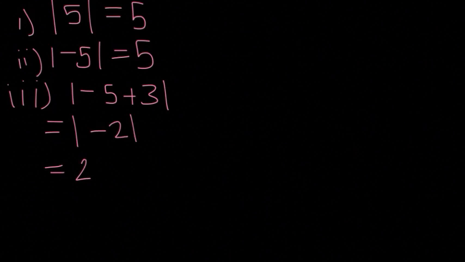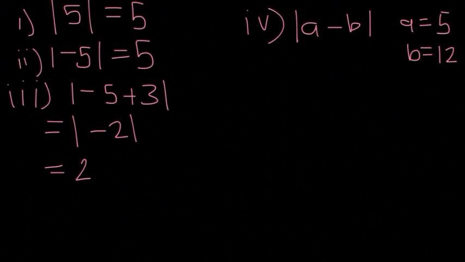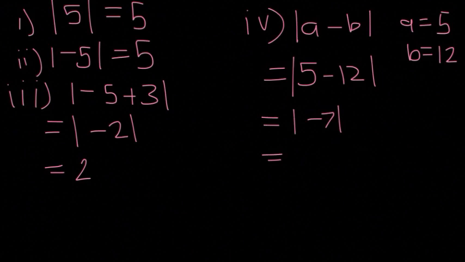We might be given an algebraic expression where the absolute value of a minus b needs to be found, and we're given the value of a equals 5 and the value of b equals 12. We substitute those values into the expression, 5 minus 12. Then we perform the mathematical processes inside the brackets, which gives us the absolute value of 5 minus 12, which is the absolute value of minus 7. Then we would evaluate the absolute value, and we'd find the absolute value of minus 7 is 7.